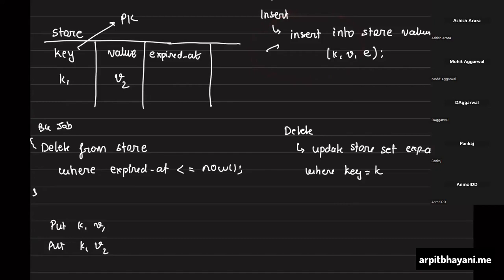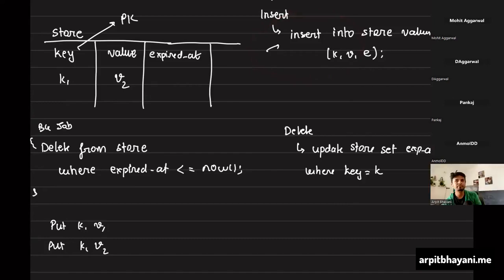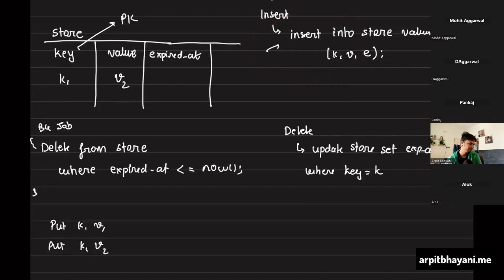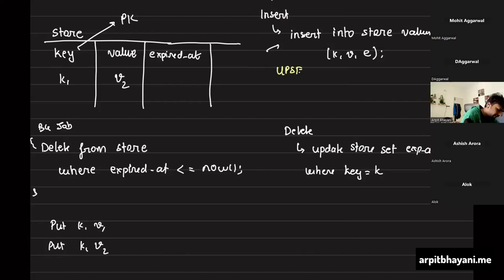So let me pull in Mohit. Mohit, go on. How will you do it? Yeah, so you could write a query like insert into store value K1 V1, if exists, do update. Basically, we are trying to do an upsert query at the database level. Correct. So what you are trying to do is upsert.